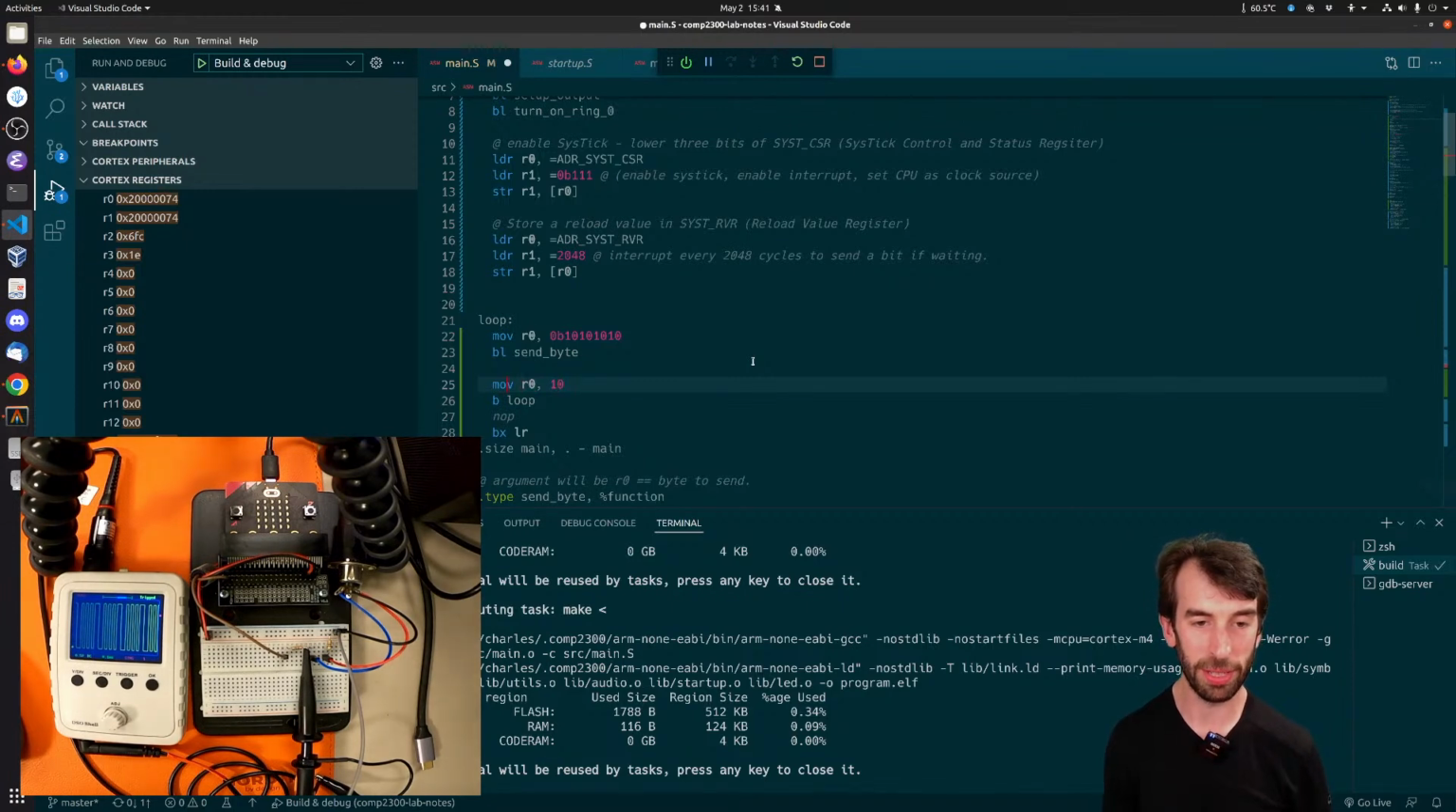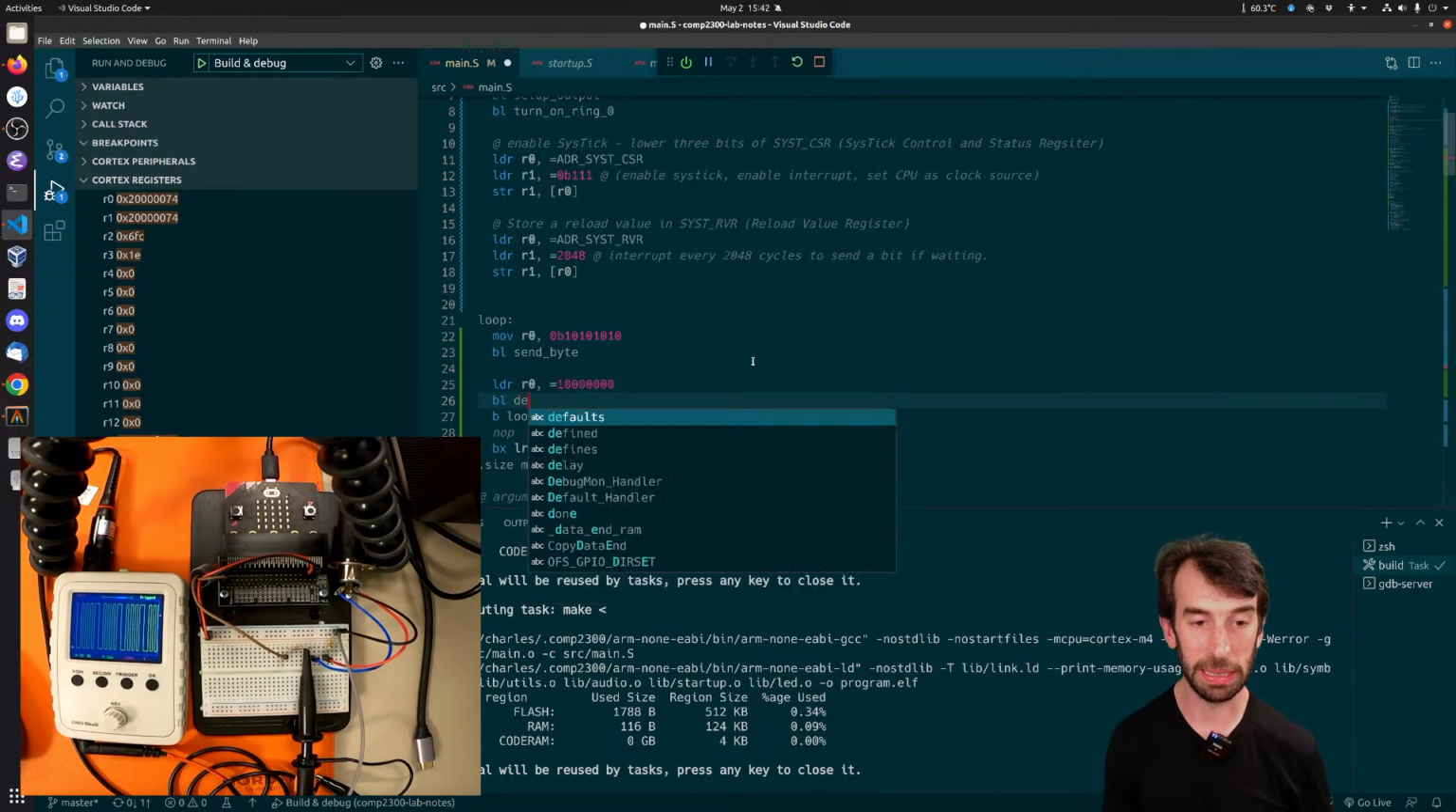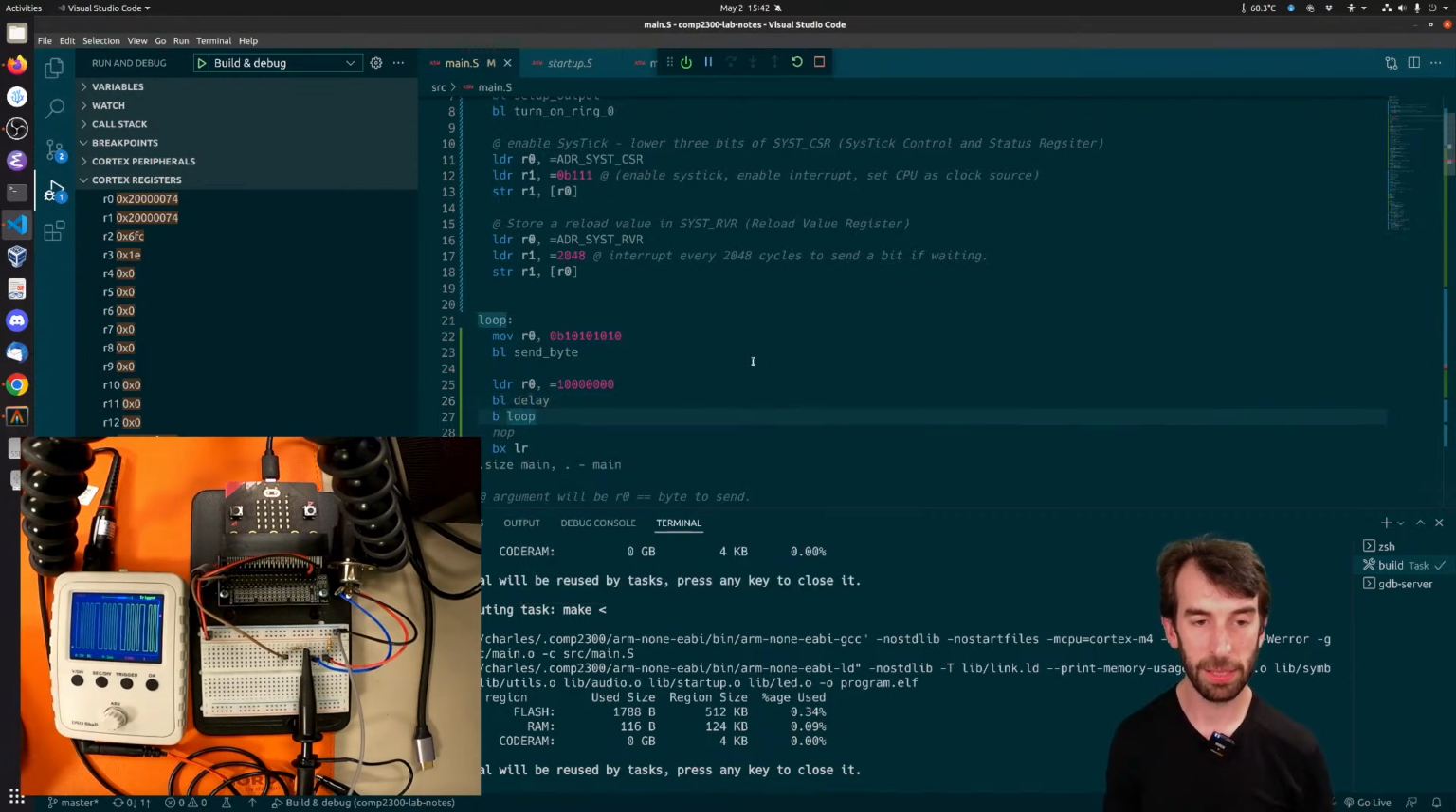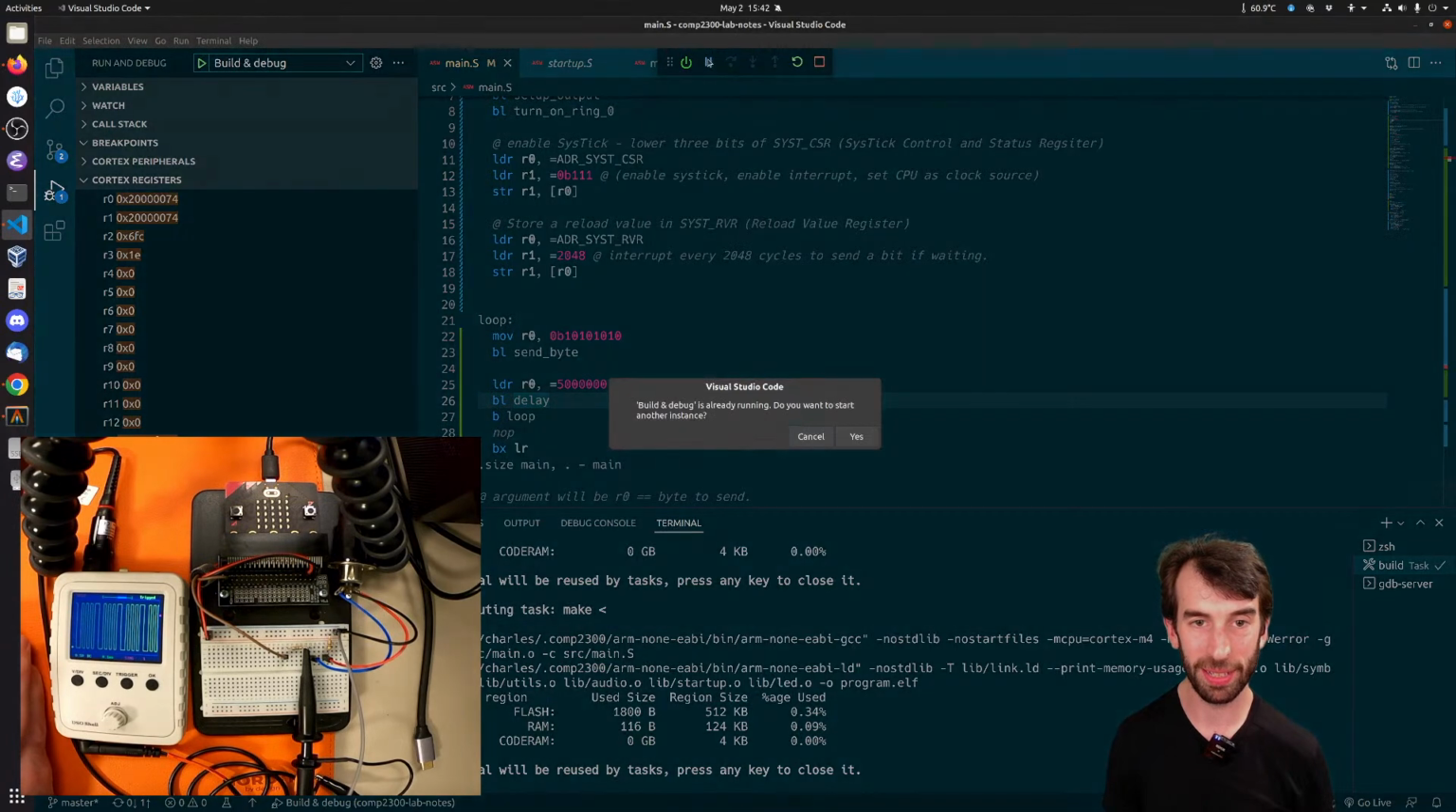I might put in a delay here, just using the standard old MOV 0, 10. Maybe I should have a letter. Letter 0 equals 10, 1, 2, 3, 1, 2, 3. BL delay. So I've just got a little bit of a delay, 5 million cycles, just to clear out my screen so that I can catch one at a time.